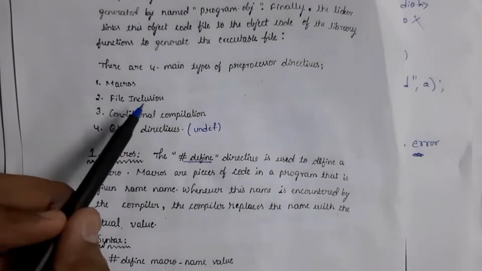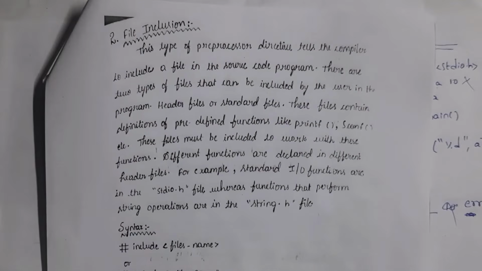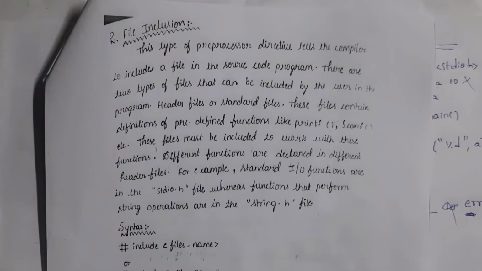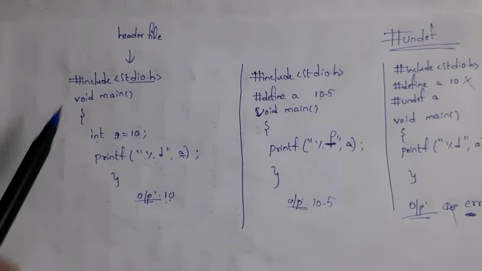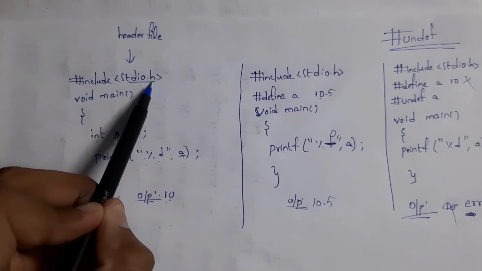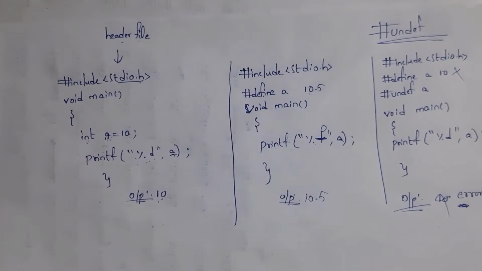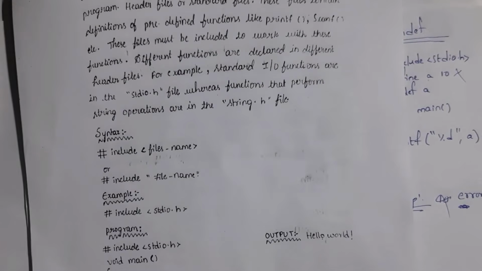Next one is the file inclusion directive. For example, if you want to include any files in our program, then we need to use the file inclusion directive. For each and every program, we use file inclusion directives. For example, if you consider this program, here I wrote #include <stdio.h>, where stdio.h is a header file. This is a file. So whenever you want to include any files in our program, then you need to use the file inclusion directive. This is the syntax of the file inclusion directive.